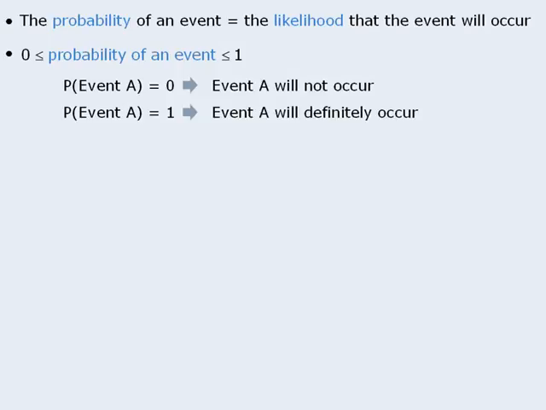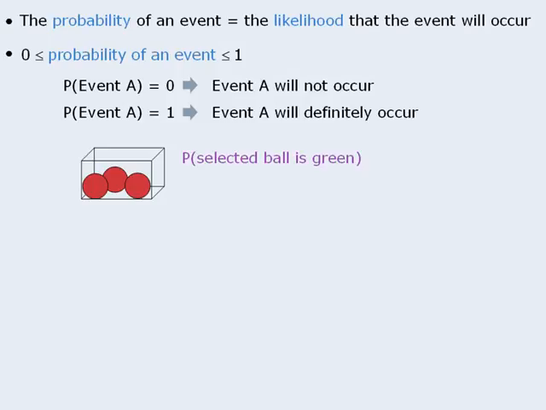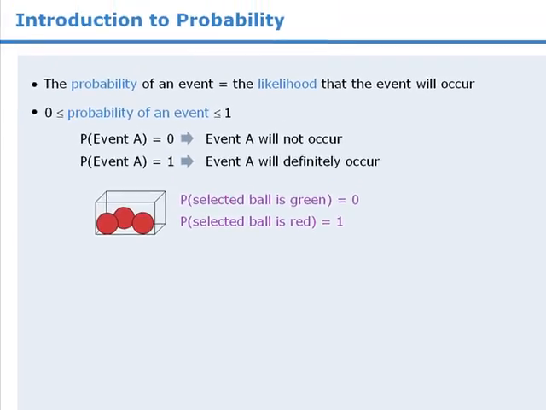So, for example, let's say we have a box that contains 3 red balls. If one ball is selected at random from the box, we can examine various probabilities. For example, the probability that the selected ball is green is equal to 0, since it would be impossible to draw a green ball from the box. Conversely, the probability that the selected ball is red is equal to 1, since we can be certain that the selected ball would be red.